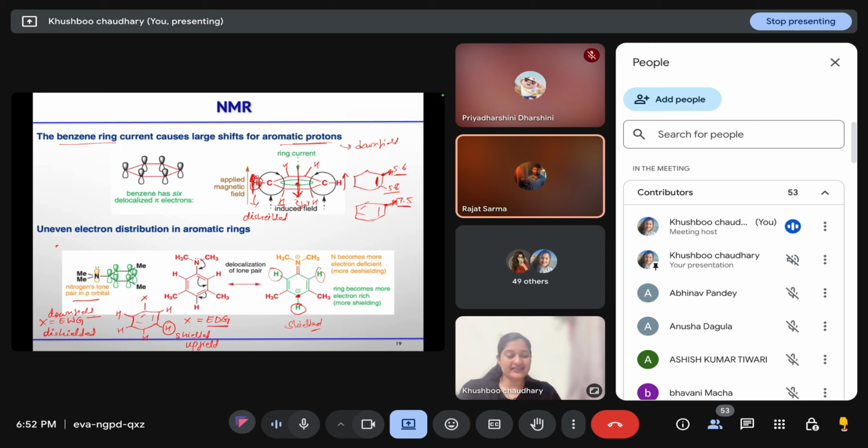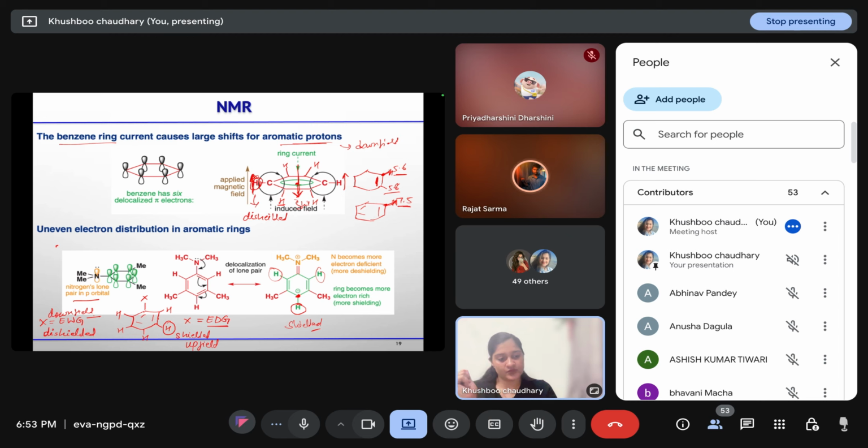And it is not about the alignment. We are not considering around the field or inside the field, we are just saying that if electron density is pulled by some group, the electrons in the surroundings of that proton will be pulled back. So that means it will now be de-shielded.